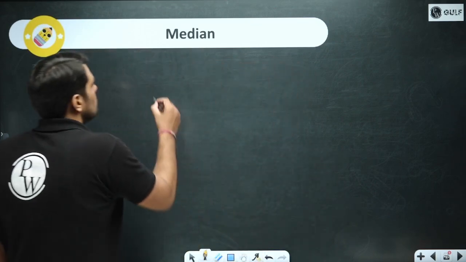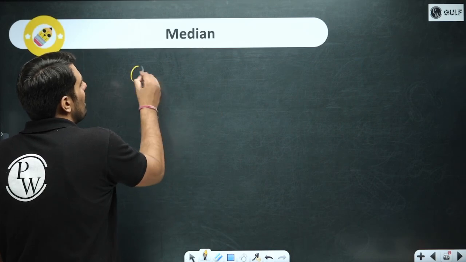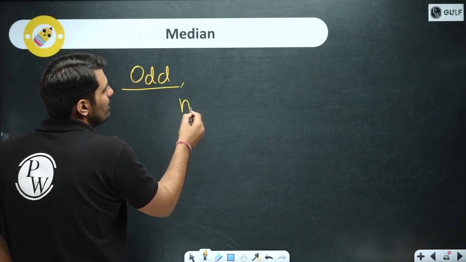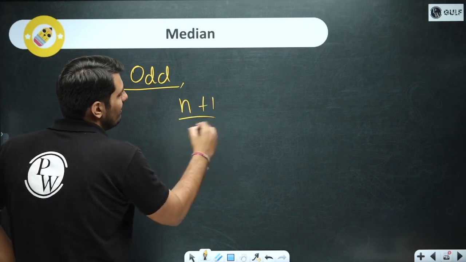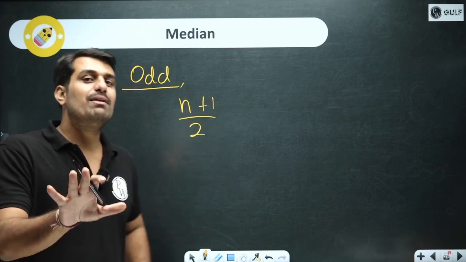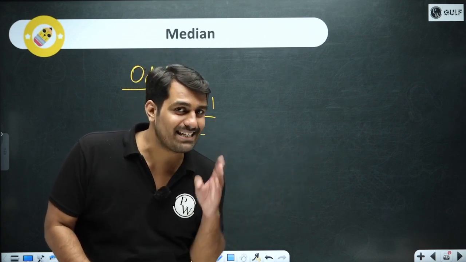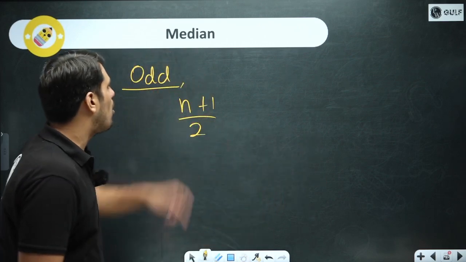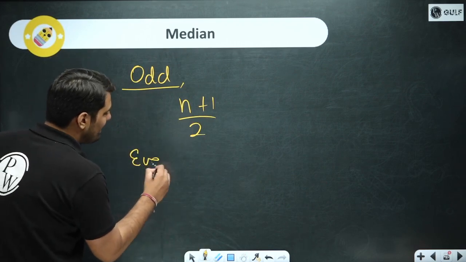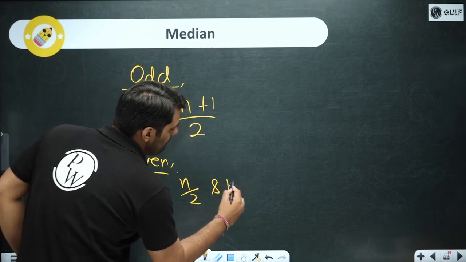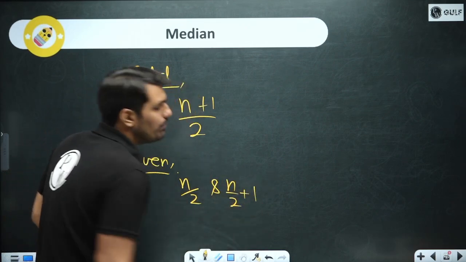What simple, sir? If we have an odd number of places, you cannot divide n directly, so you add 1 and divide by 2. For example, 5 people are sitting, so 5 plus 1 is 6, 6 by 2, that means the third person is lying exactly in between. So this was for odd. And when we have even, 2 people will be in between: n by 2 and n by 2 plus 1.